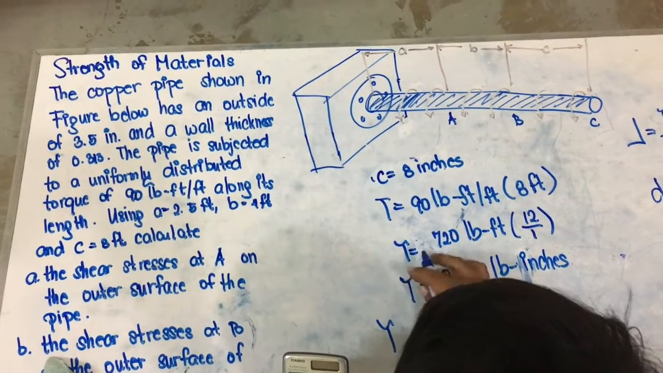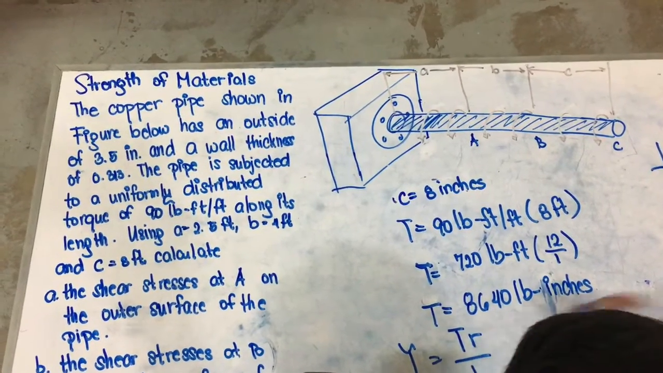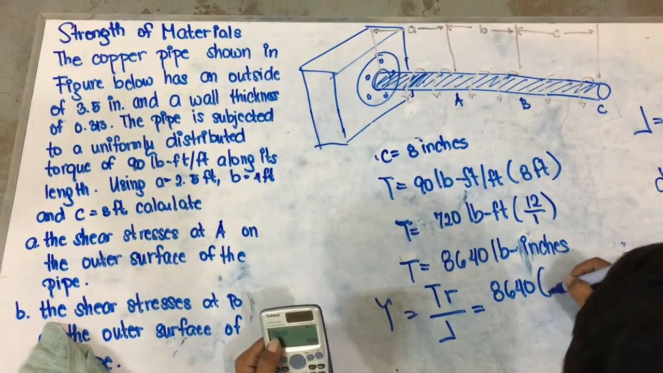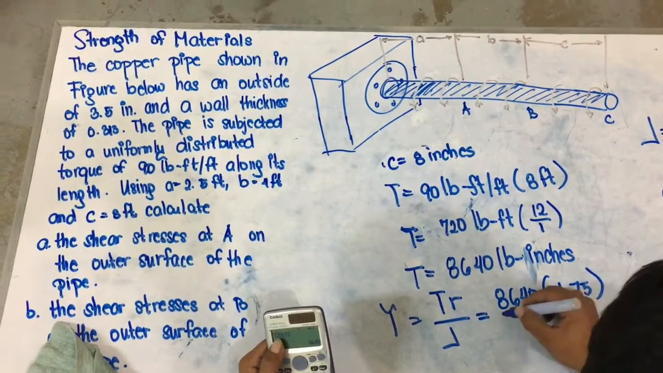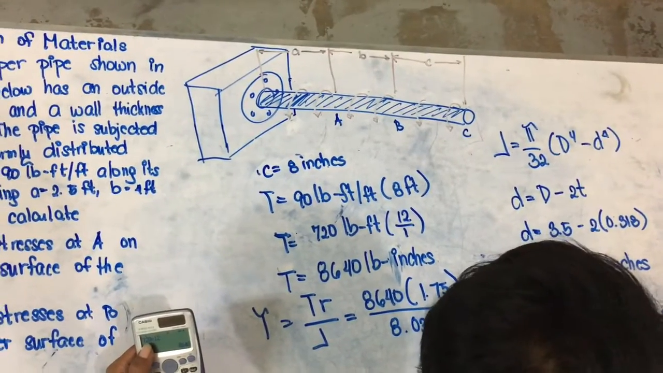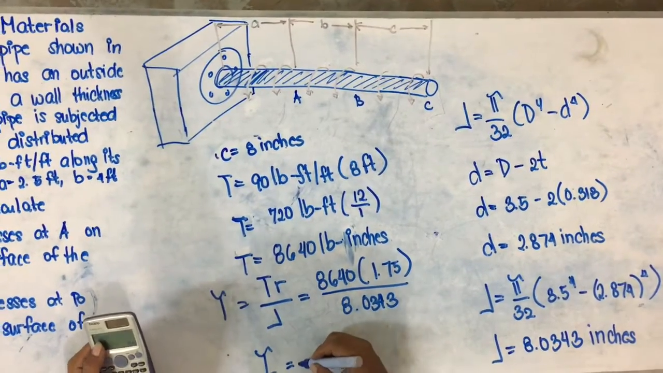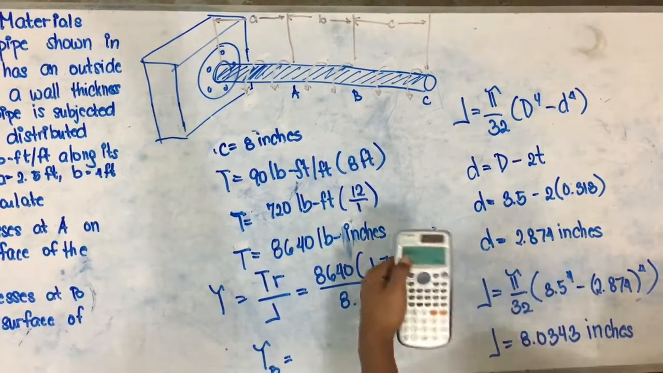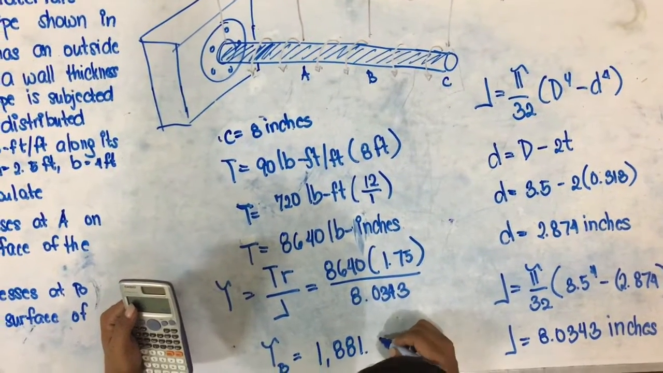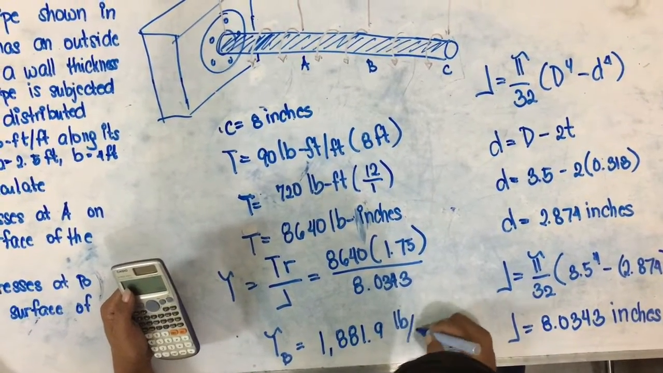We have the shear stress formula equal to torsion times radius over polar moment of inertia. So we have a torsion of 8,640 times 1.75, which is the radius, over our polar moment of inertia, which is 8.0343. So we can get the shear stress at B, which is equal to 1,801.9 pounds per square inch.